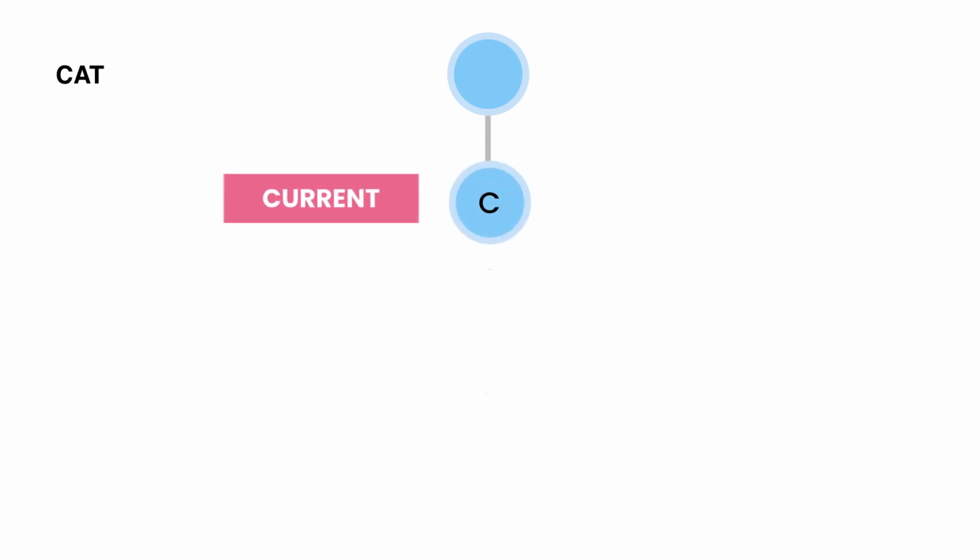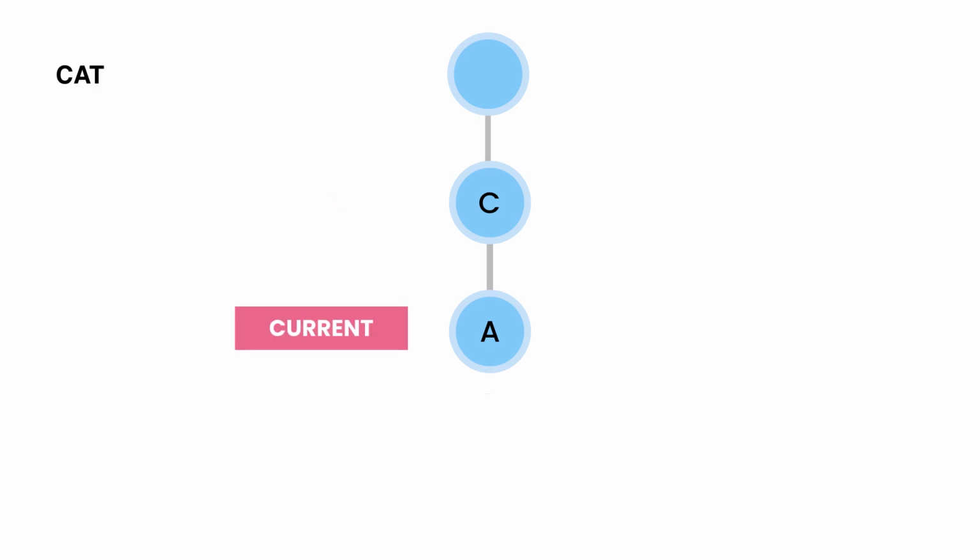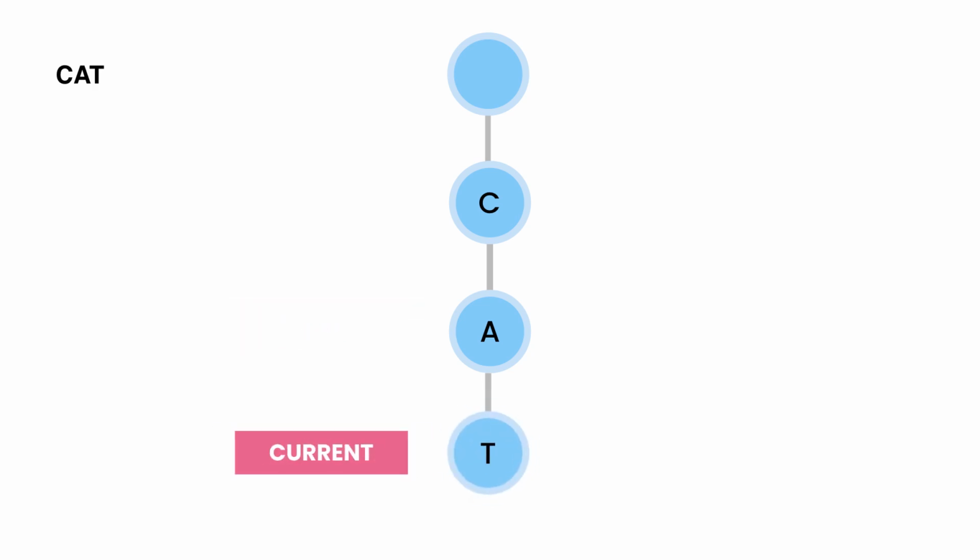So we look at the root node and ask, do you have a child for C? If not, we're going to create that child, and then we set the current to point to that child node. Now we ask this node, do you have a child for A? Once again, if not, we're going to create that child and then set the current to point to that child node. And one last time, we ask the current node, do you have a child for T? If not, we're going to create that child node and set the current to point to that node.